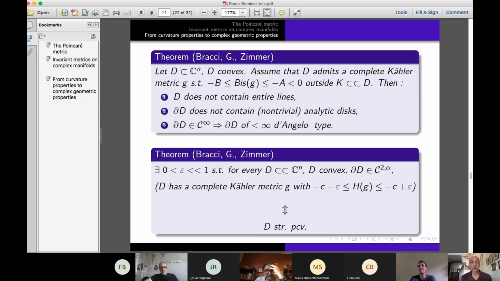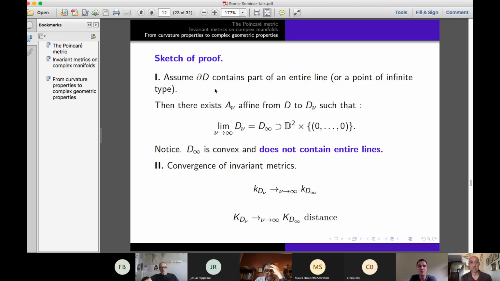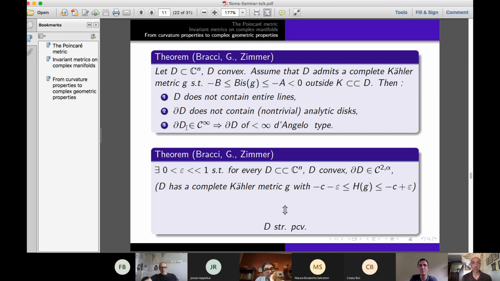Because I want to prove that it's of finite D'Angelo type. I assume by contradiction, I should have been more precise. You're right. You assume by contradiction that it has a point of infinite type. So I am in point 3.